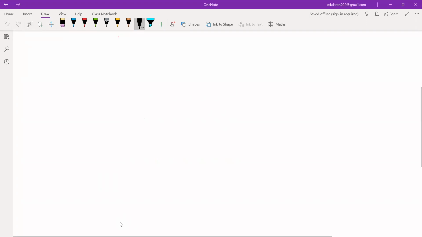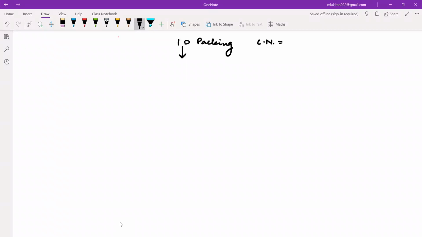Okay, so first of all, we started with 1D solids, and in 1D solids there is only one question that can come from 1D packing. Tell me guys, what is that question? What is the coordination number? Yes, what is the coordination number of the atoms? And the answer is 2.